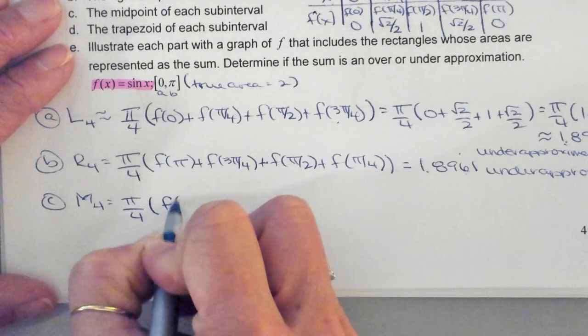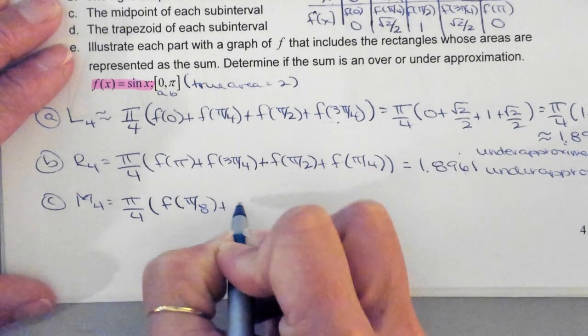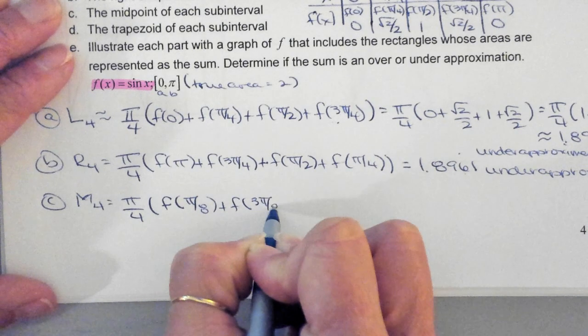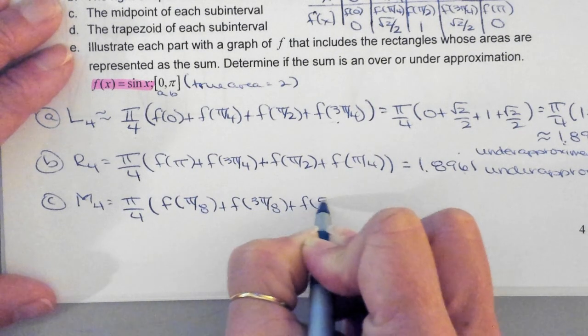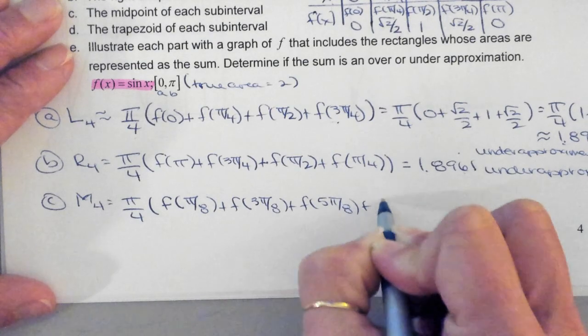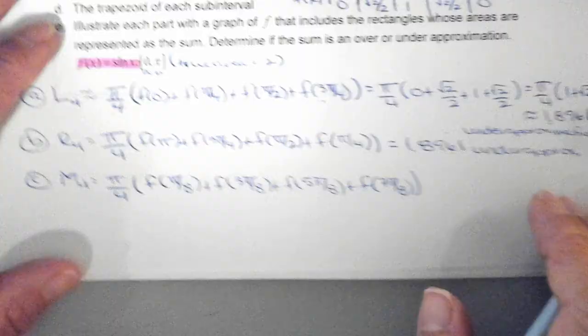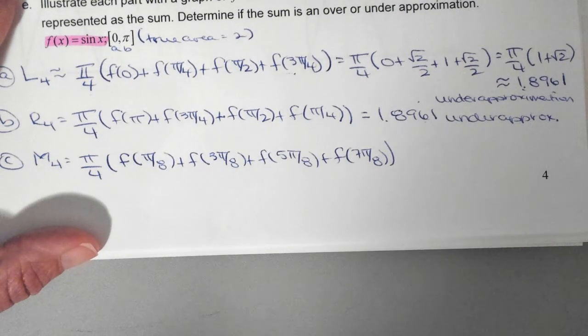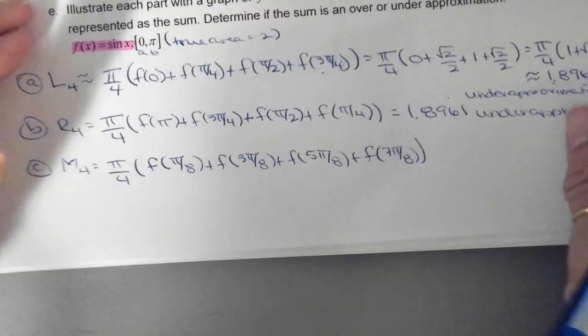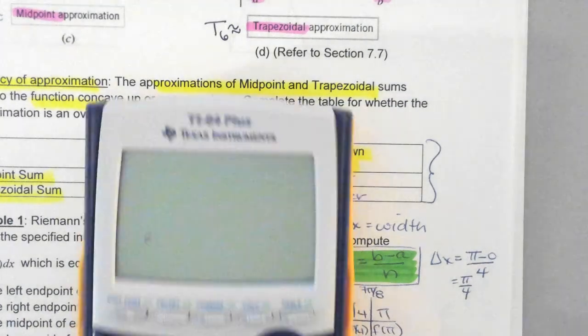So we've got f of pi over 8 plus f of 3 pi over 8 plus f of 5 pi over 8 plus f of 7 pi over 8. Now, we already discussed that we don't know what these values are from the unit circle, so we get to use calculator. Okay, so what I need is everybody's attention up here.